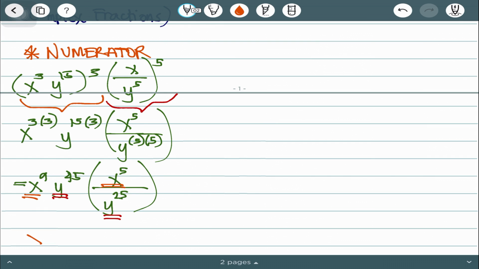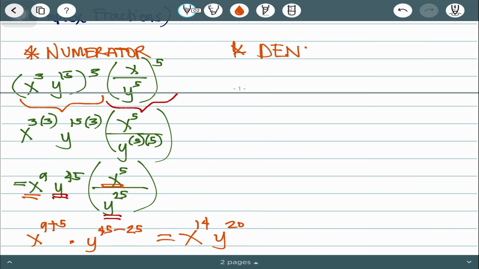Next is to combine like terms. So we now have x raised to 9 plus 5 multiplied by y raised to 45 minus 25, since the other y is in the denominator. This yields an answer of x raised to 14 times y raised to 20. Since the numerator is now in its simplest form, we can now investigate the denominator.